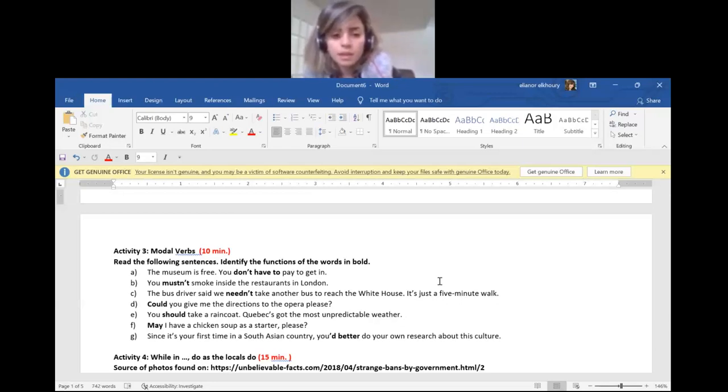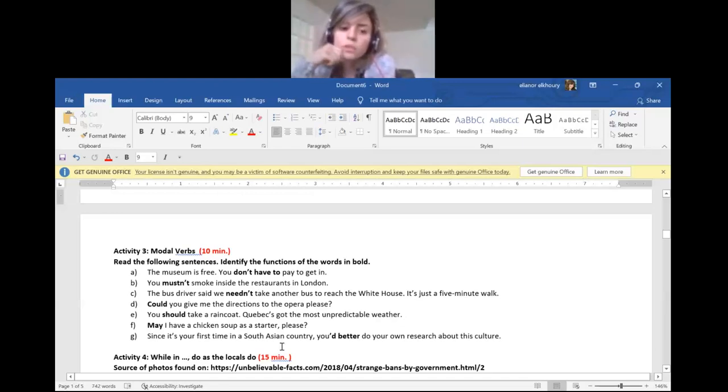And what I did is that I wrote here 7 sentences, and I tried my best to make them all related to traveling, so they can be more inspired by the topic. And I included modal verbs in each sentence. And what I needed from them is to figure out the function of each modal verb in each sentence.